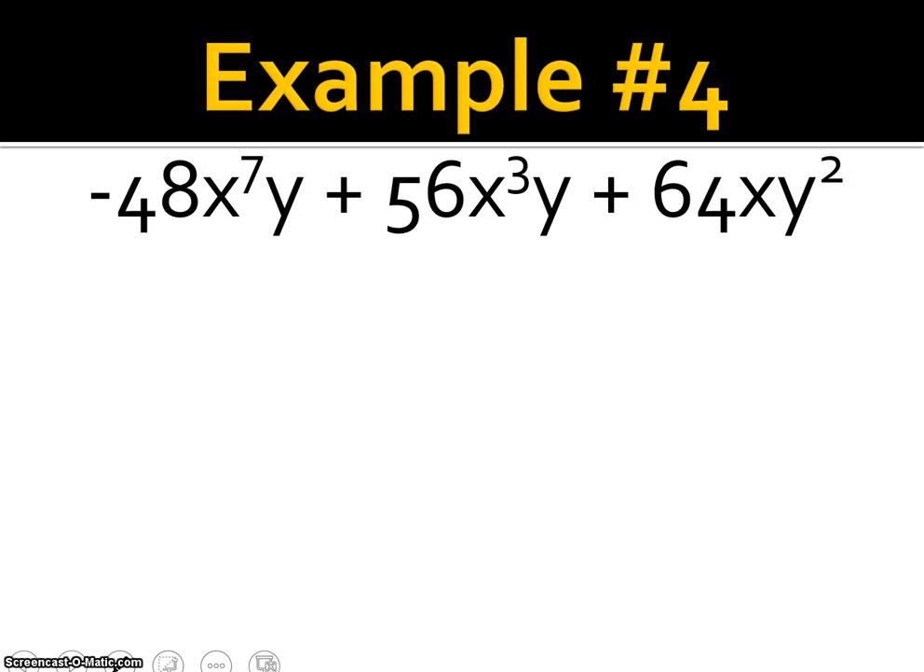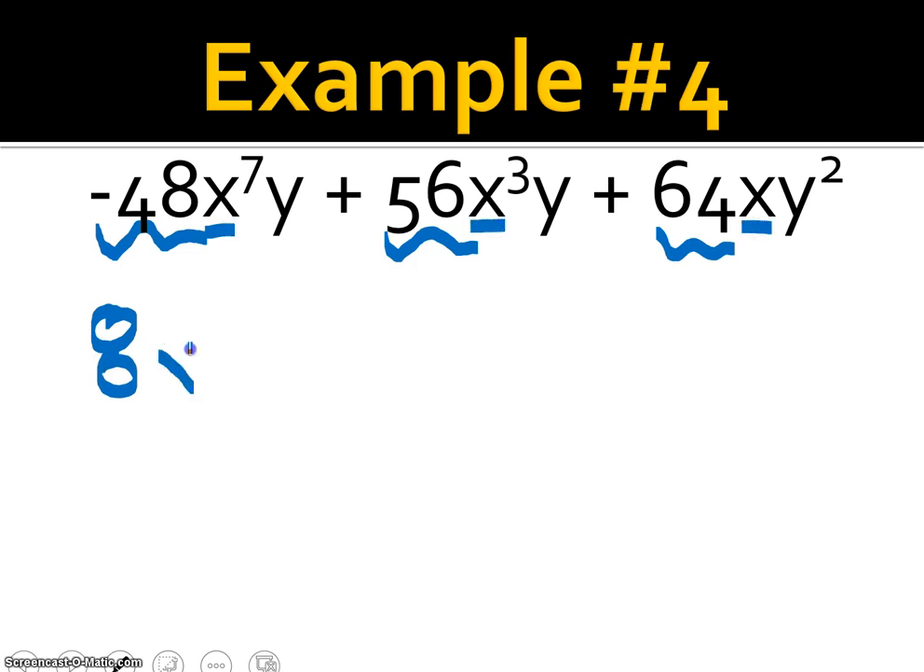For the fourth example, what comes out of negative 48, 56, and 64? Well, this would be 8. Now I look at my variables. This one has an x, this one has an x, and this one has an x. So I'm going to take out an x, and the lowest exponent is 1. They also share a y, and a y with the lowest exponent of 1.